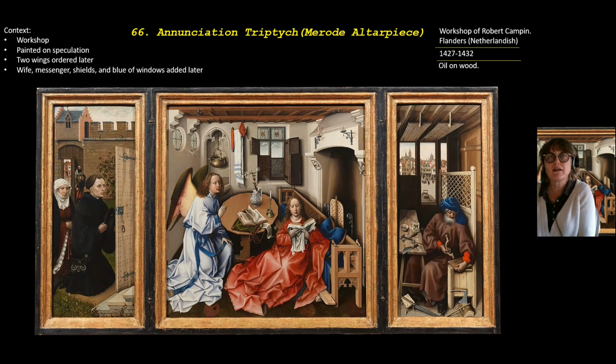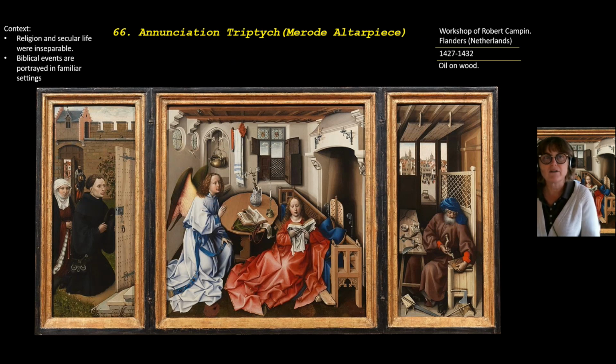Context for this. It was made in a workshop owned by Robert Campin. He had other artists working with him, so it's his artwork and a couple other helpers that are doing this. And it's painted on speculation. Like artists knew there would be buyers out there, merchants who could afford this artwork. And so this workshop made this center panel and then sold it to a private party who had the left and the right panel added afterward. So we know that these bits, the wife especially, the messenger, all of this, and this window were added later.